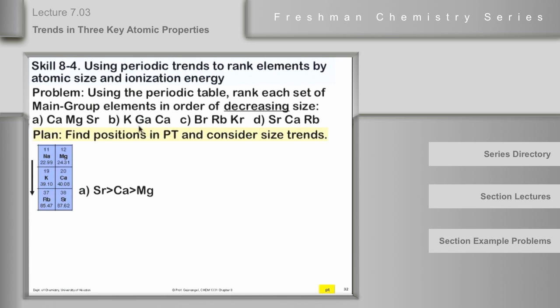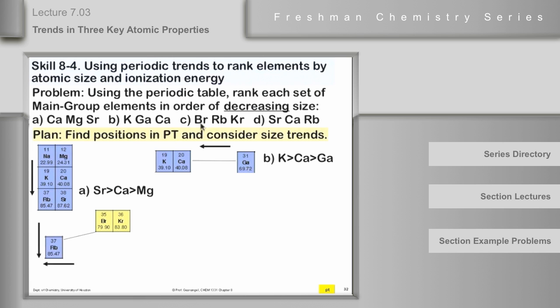Let's look at the second one then. Potassium, gallium, and calcium. If we look at this, all three of these elements are in the same period. But there are some elements between them. But the trend in size is increasing from right to left, and therefore potassium ought to be the largest one, and gallium ought to be the smallest, and the ordering ought to look like that. So that's another single trend. Okay, pretty easy to do if you just set up the section of the periodic table where these elements live.